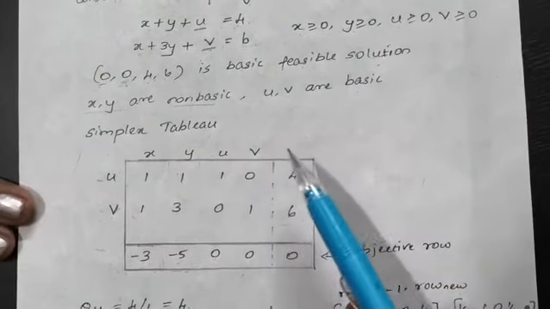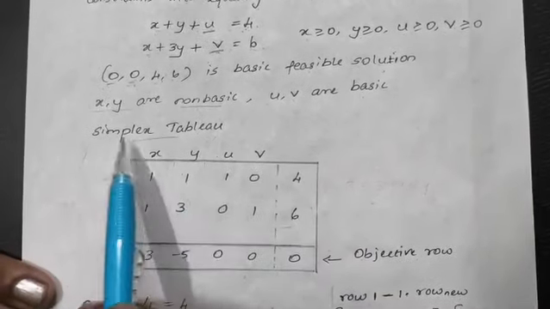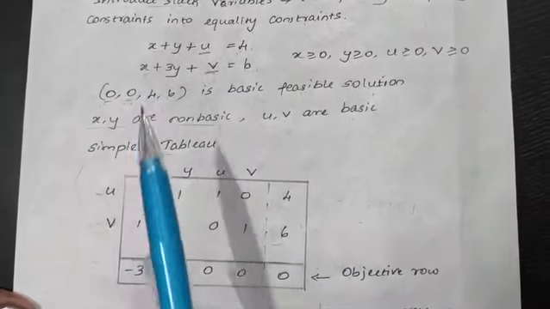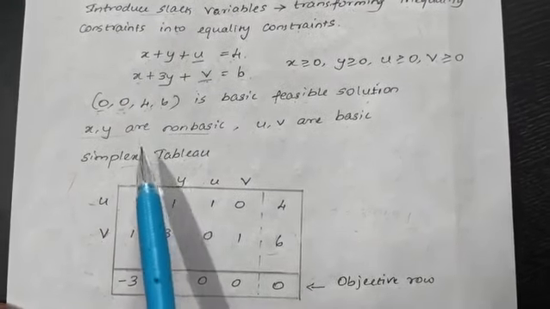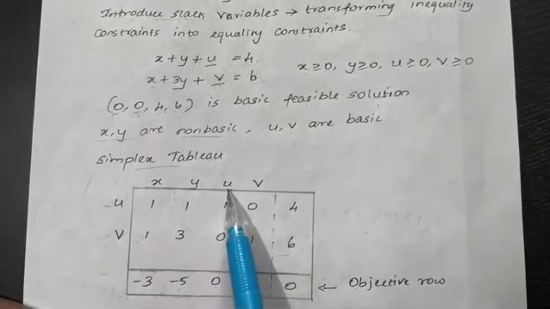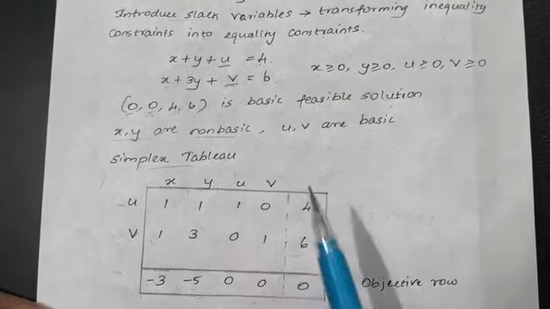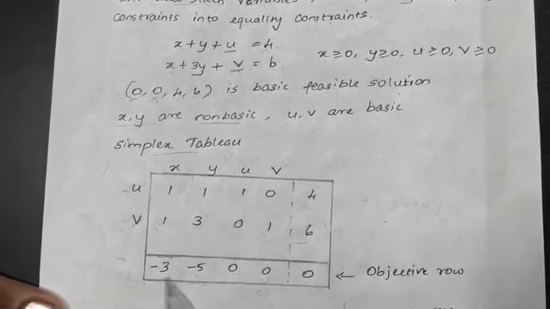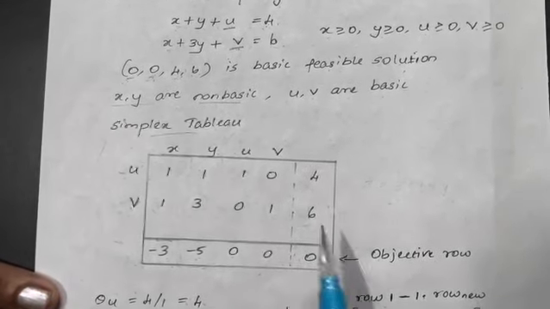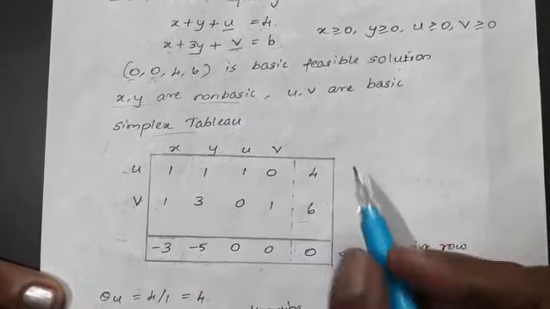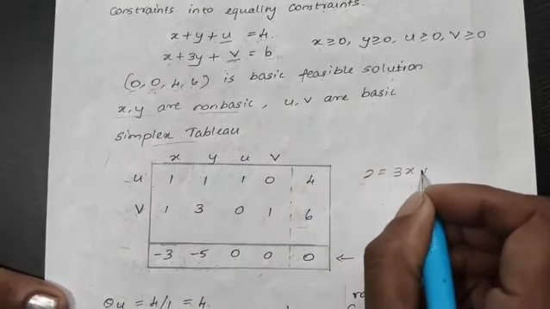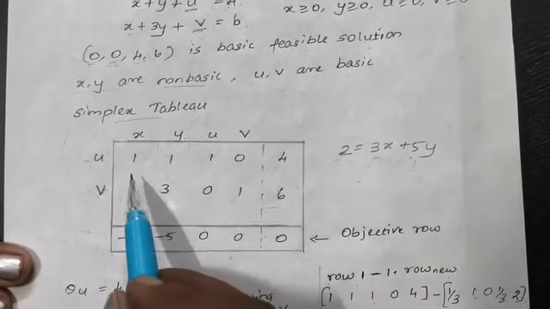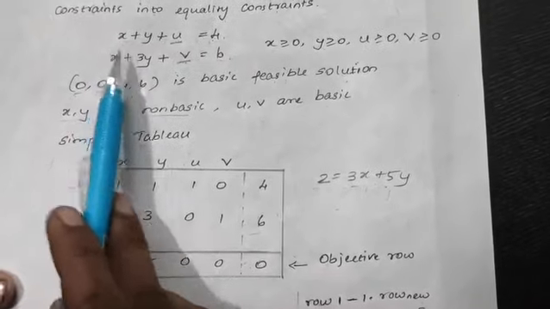To solve using the simplex method, we have to start with the initial table, that is, a simplex tableau. Here we have to write the coefficients of the constraints. In this table, you give the columns for the variables x, y as well as the slack variables u and v. In the rows, we use the slack variables u and v. And in the last row, we take the objective function, that is, our problem z is equal to 3x plus 5y. We have to fill this table by taking the coefficients of these two constraints.